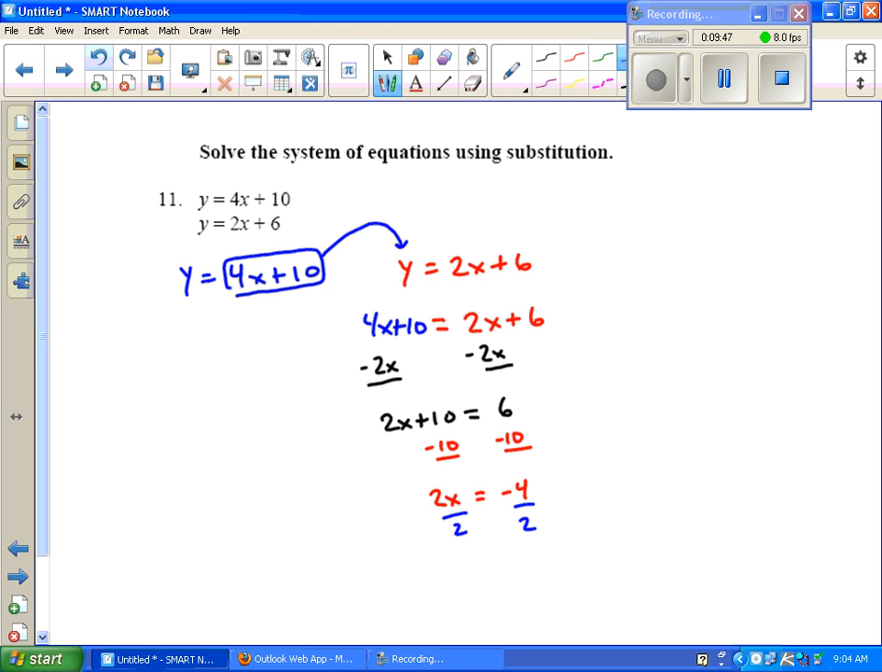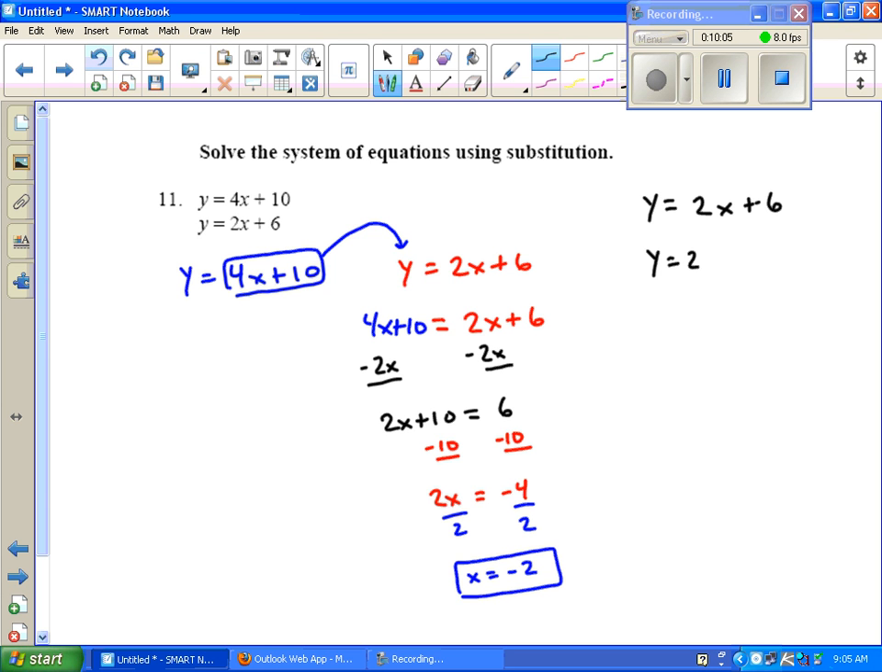Do the same to the other side. You have x's value as negative 2. Once you have x's value as -2, bring it and put it back into one of the equations. The second equation looks like it has smaller numbers to me. y equals 2x plus 6. So let's put it in place of that one.